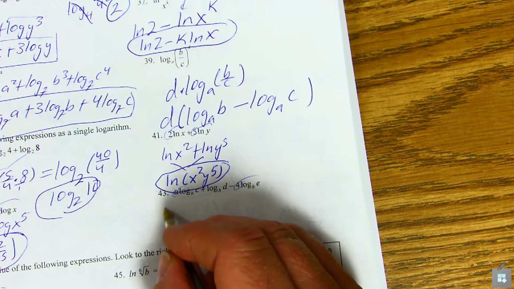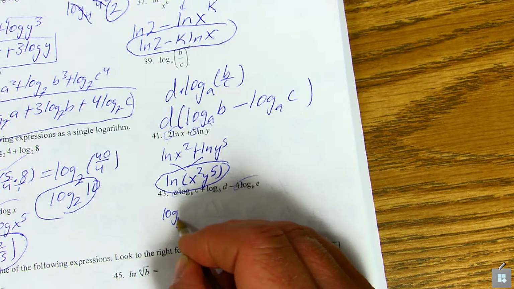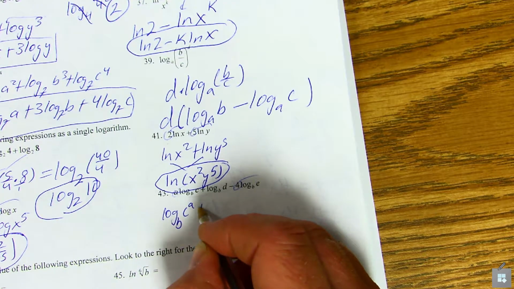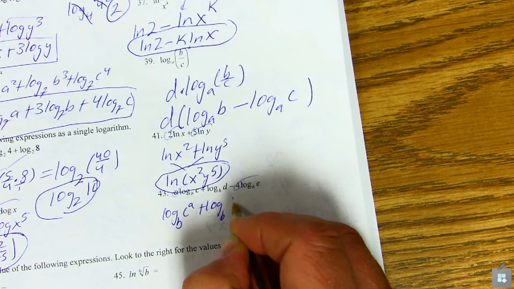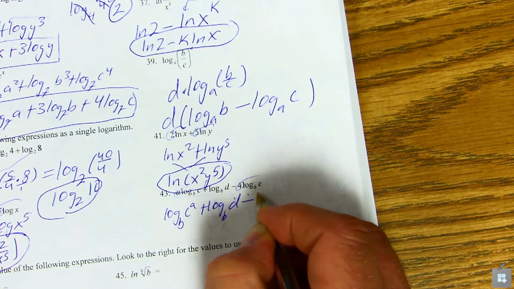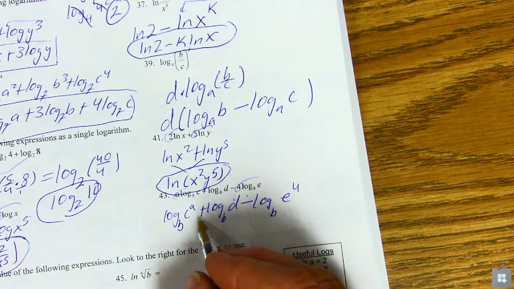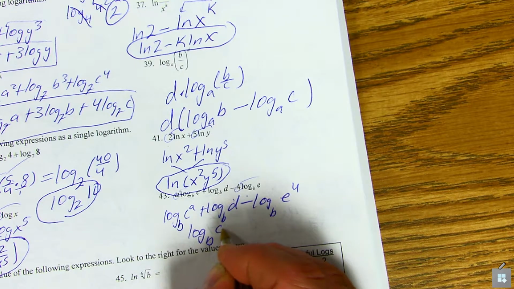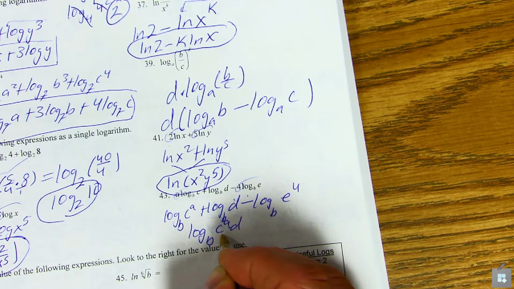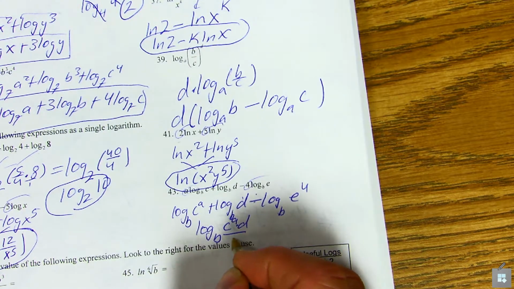So I write it as log base b of c to the a plus log base b of d minus log base b of e to the 4th. So now addition is multiplication. Log base b of c to the a times d. Subtraction is division, divided by e to the 4th.